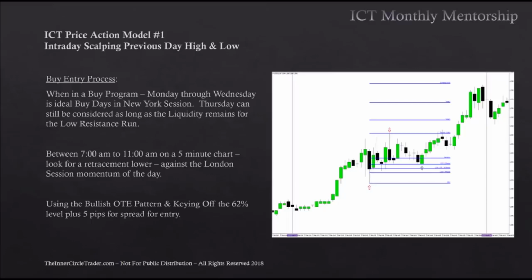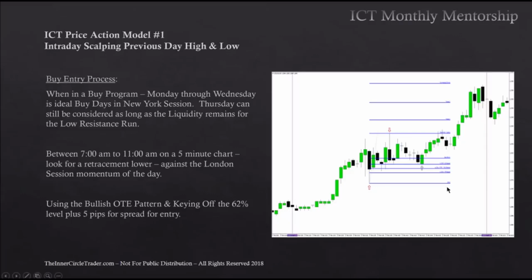Between 7 a.m. to 11 a.m., this is all New York time, on a 5-minute chart, we're going to be looking for a retracement lower against the London session momentum of the day, using the bullish optimal trade entry pattern and keying off of the 62% level. Notice I refined it just to that level. We're not looking for 70.5. We're not looking for 79% retracement level. We're looking specifically right at the 62% retracement level. But now, since we're buying, we're going to add 5 pips for the spread for entry.